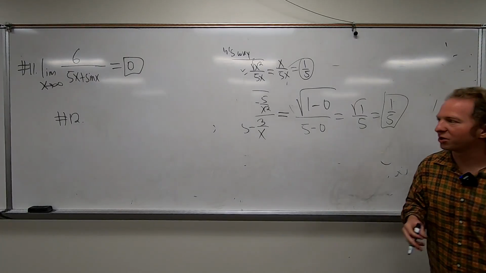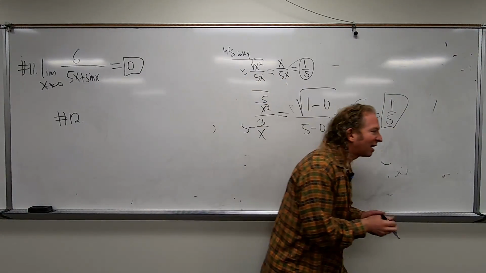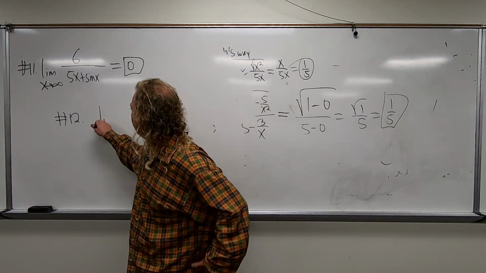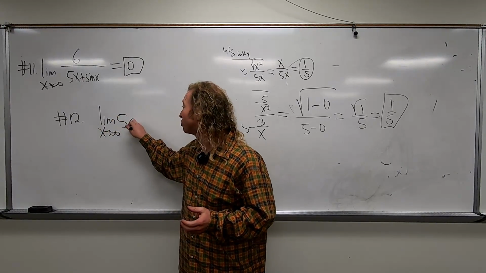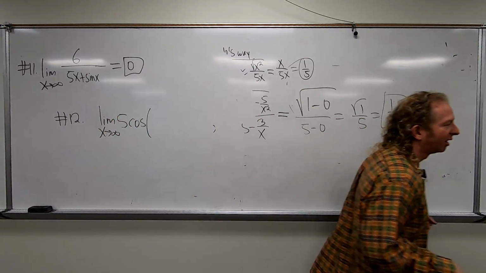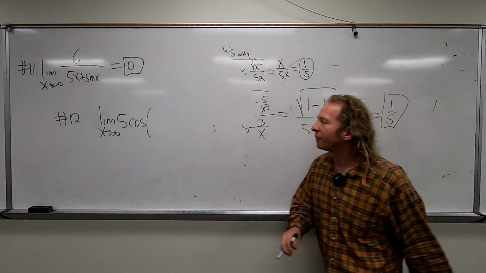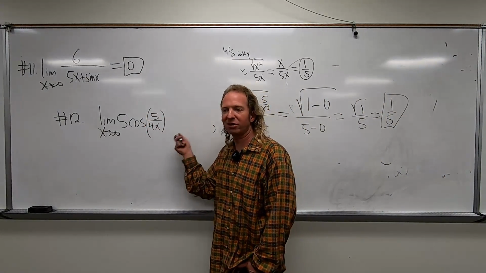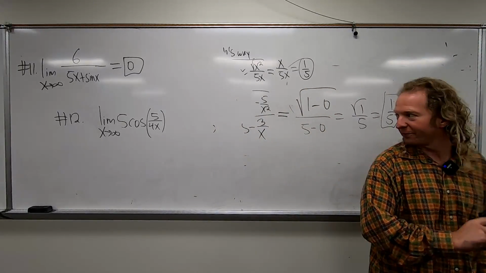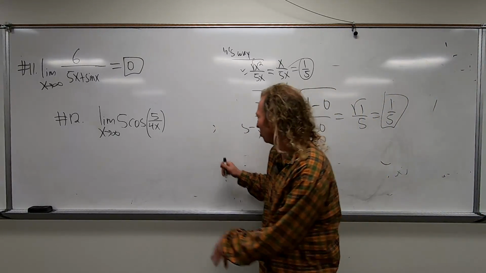Let's do 12. 12 is also a great question. You don't have to show work for something like this either, but I'll show you the work. Limit x goes to infinity 5 cosine of 5 over 4x. I believe if you look at the old exam that's on the internet, you have a question like this on it. This is a really good one. It's really cool looking and it's not hard.